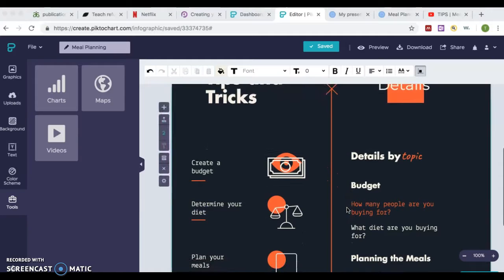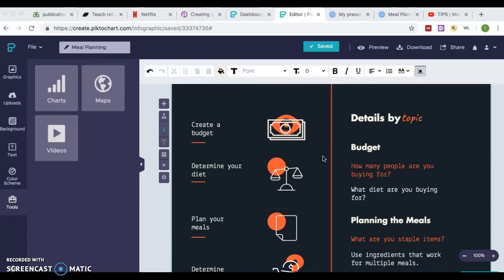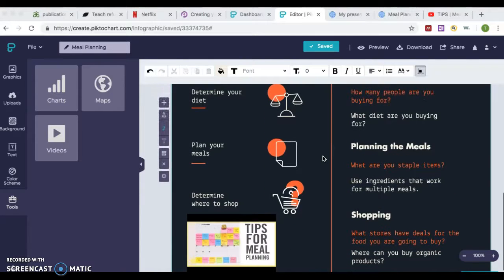And then the nice thing about Piktochart is that it has a lot of different images and things to really pull the reader in and really grab their attention and keep their attention the entire time.